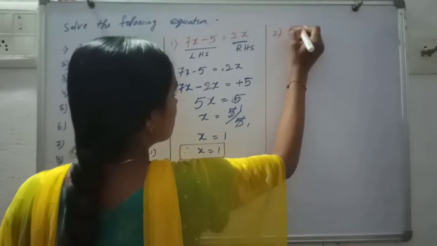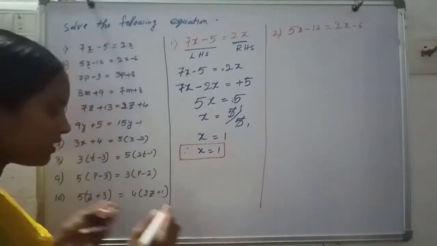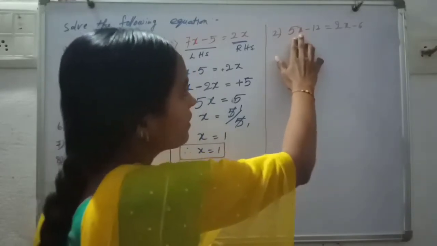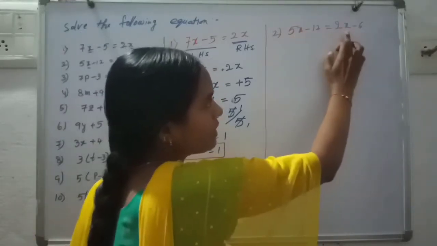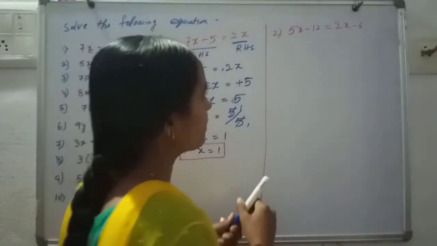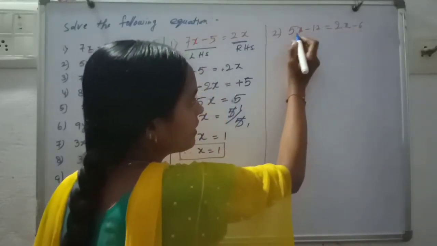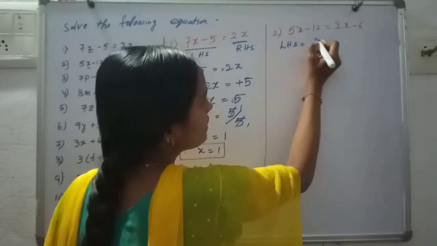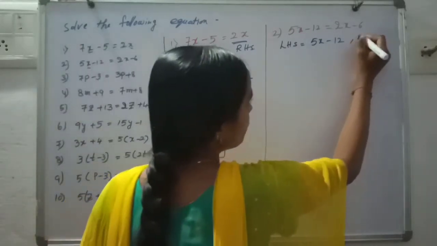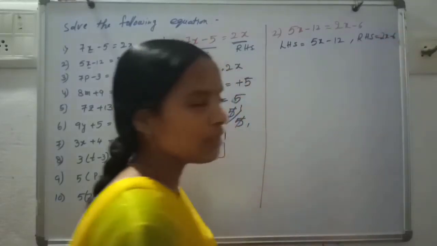5x minus 12 equal to 2x minus 6. It is also a simple equation. Simple equations have a variable. Here variable x, here also variable x. It is the LHS. It is the RHS. Some constants are also there, here minus 12 and minus 6. The LHS is 5x minus 12. The RHS is 2x minus 6.